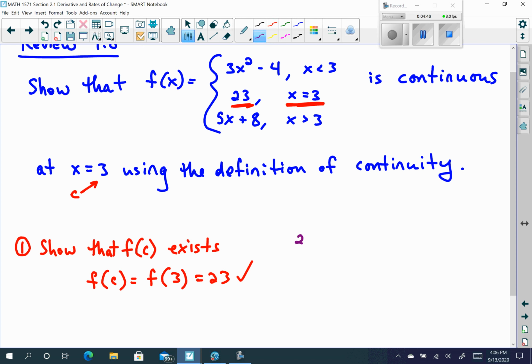The second thing we want to show is that the limit as x approaches c of f of x also exists.